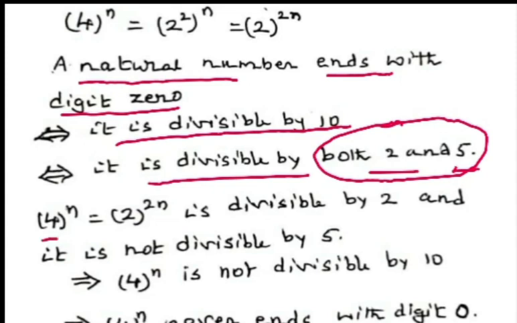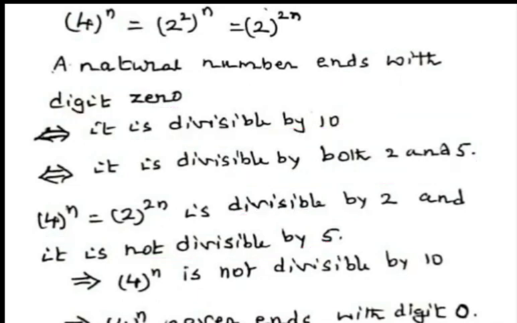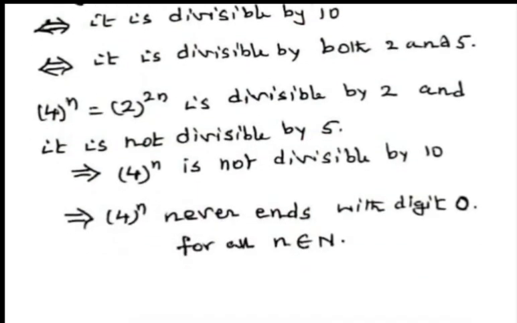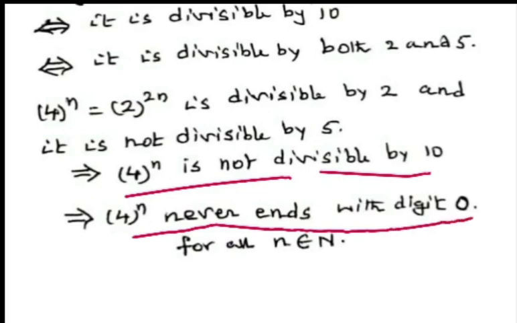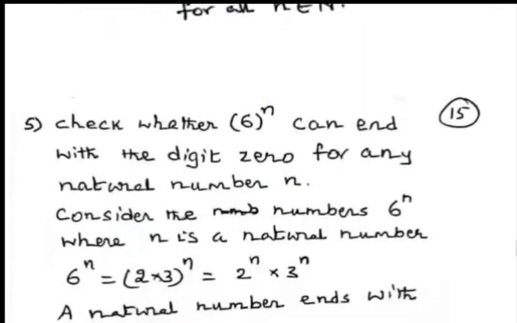Now, the given number is expressed as 2 power 2n. That means it is divisible by 2, and it is not divisible by 5. Not divisible by 5 means 4 power n is not divisible by 10. If it is not divisible by 10, then 4 power n never ends with digit 0 for any natural number n belonging to N. Now we consider another problem.